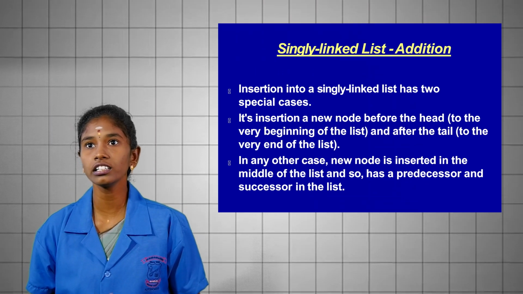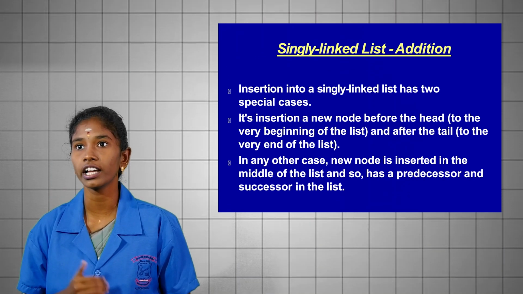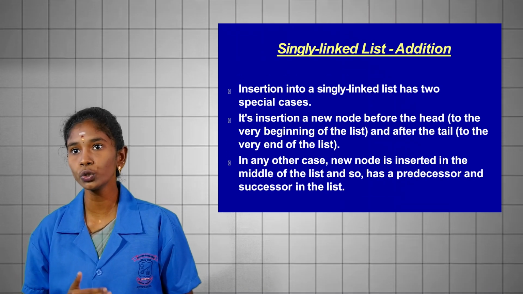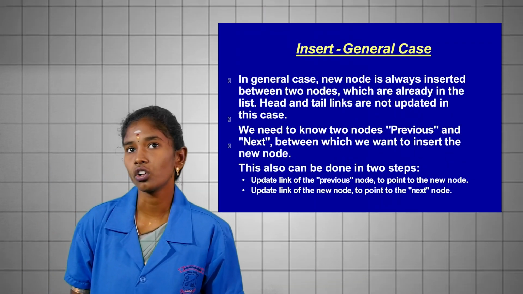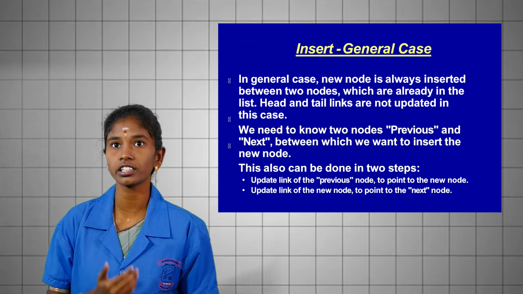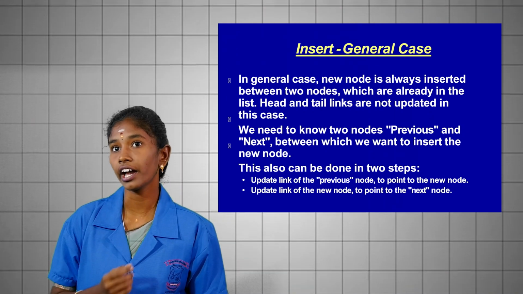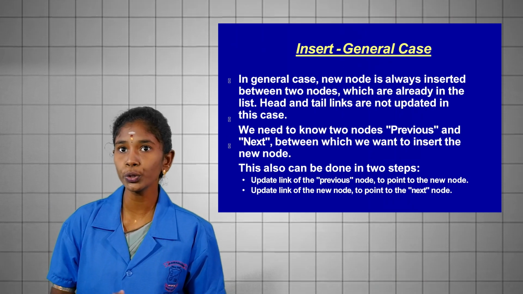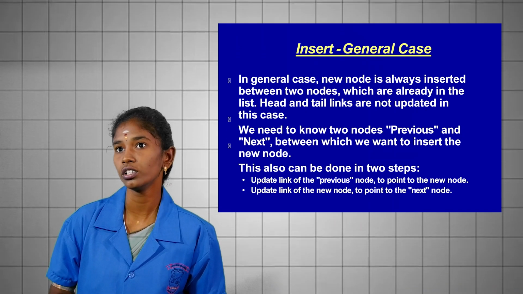The next is singly linked list addition. Insert into a singly linked list has two specific cases: insert a new node before the head and after the tail. In any other case, the new node is inserted in the middle of the list. In the general case, the new node is always inserted between two nodes which are already in the list. Head and tail links are not updated in this case.